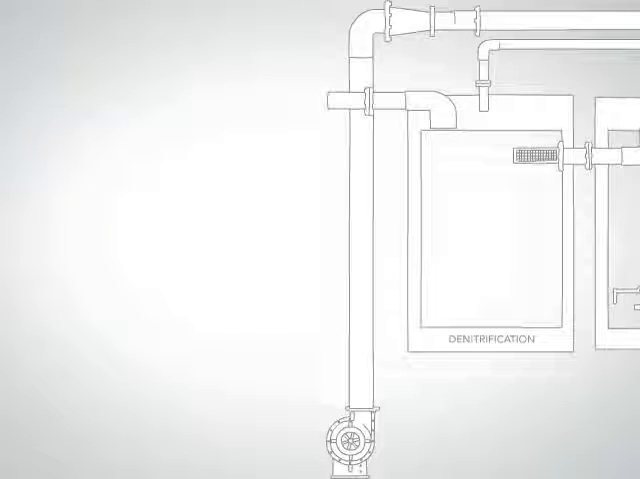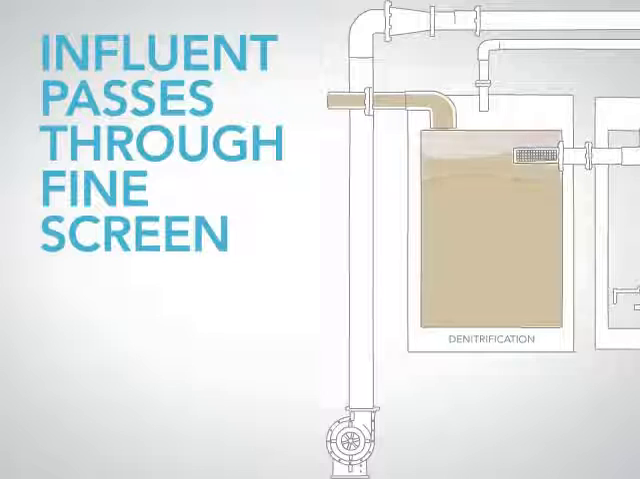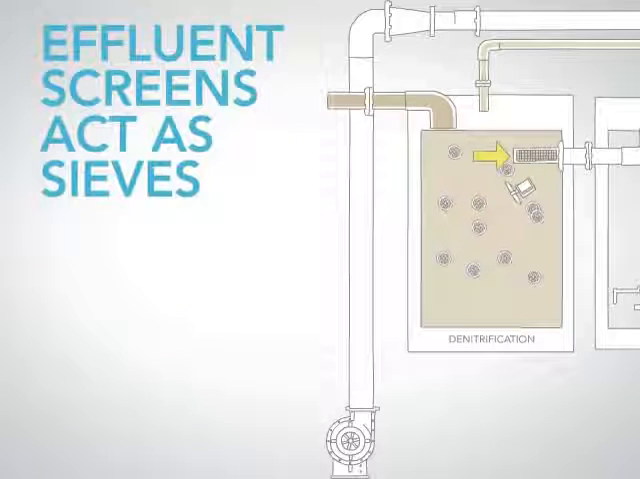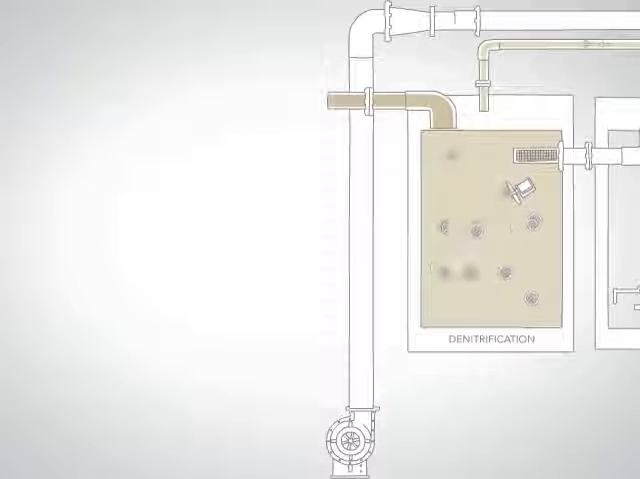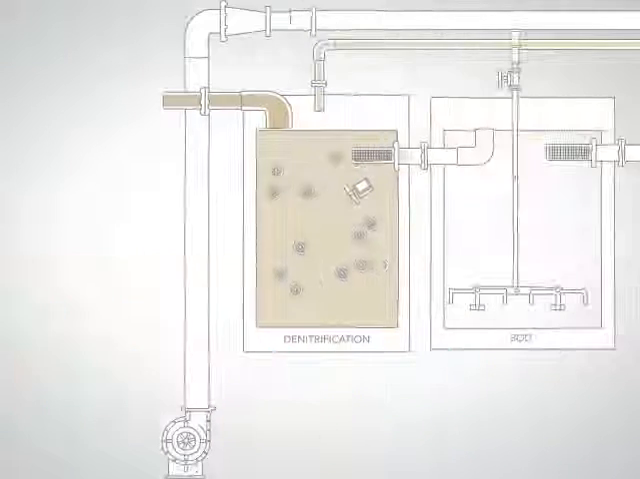To begin the MBBR process, influent from the headworks passes through a fine screen and enters the treatment system. Free-flowing biocarriers are distributed throughout individual reactors, and effluent screens act as sieves to keep the biocarriers within each specific reactor. A mechanically mixed anoxic reactor combines the influent stream with a recycle stream from the nitrification reactor. At this point, nitrogen is released into the atmosphere in a process called denitrification.